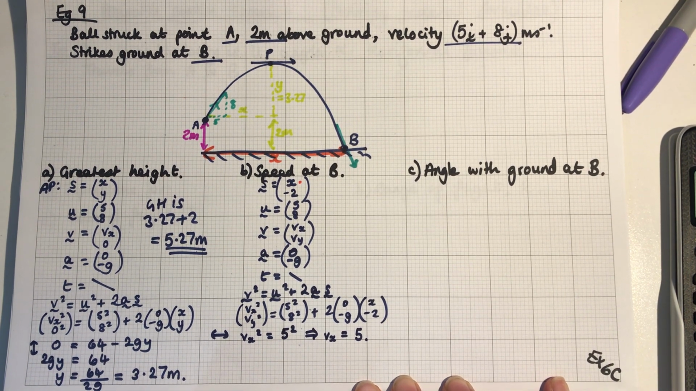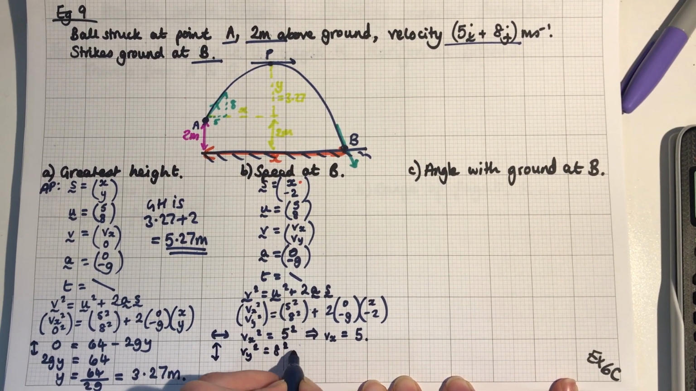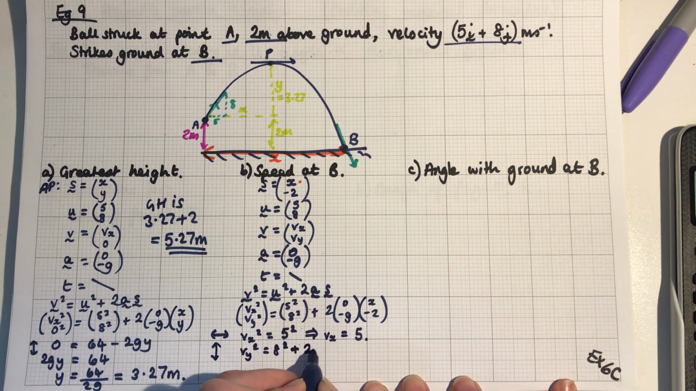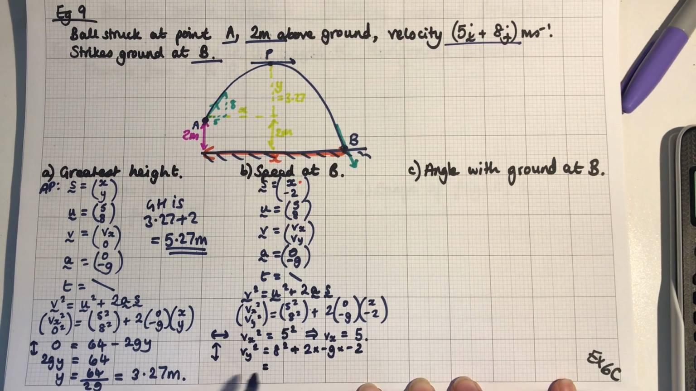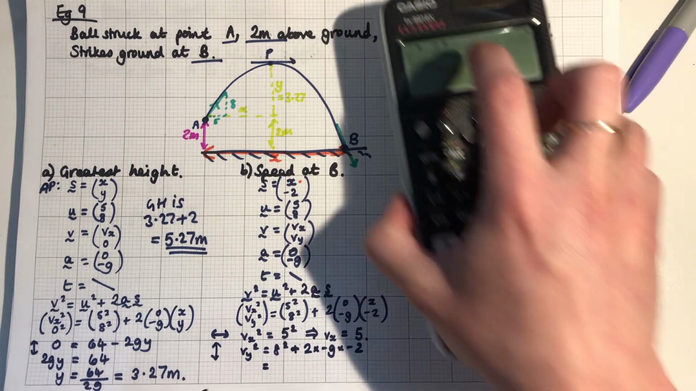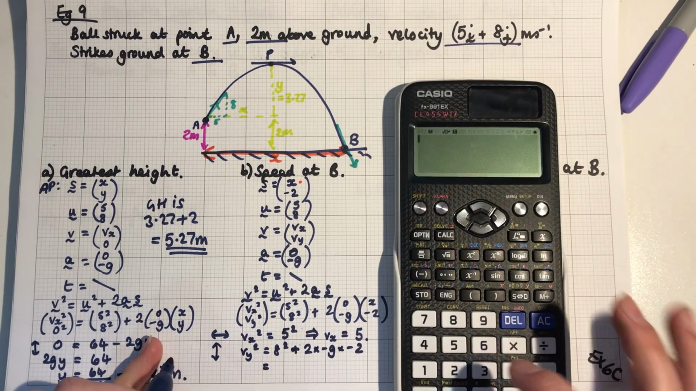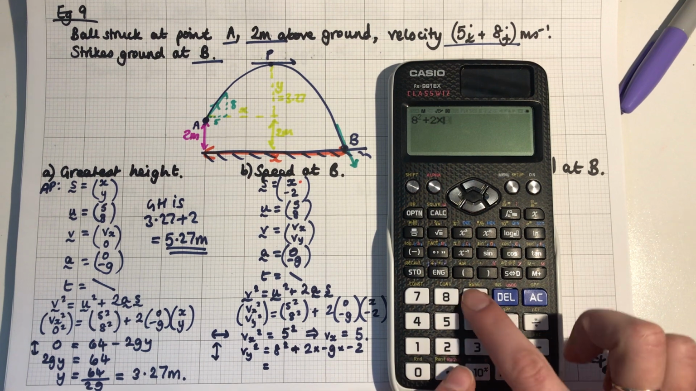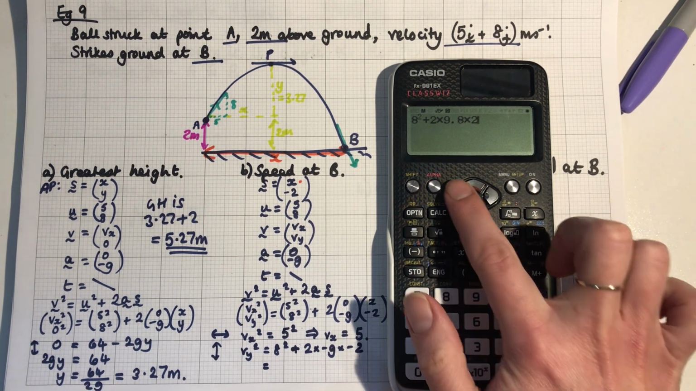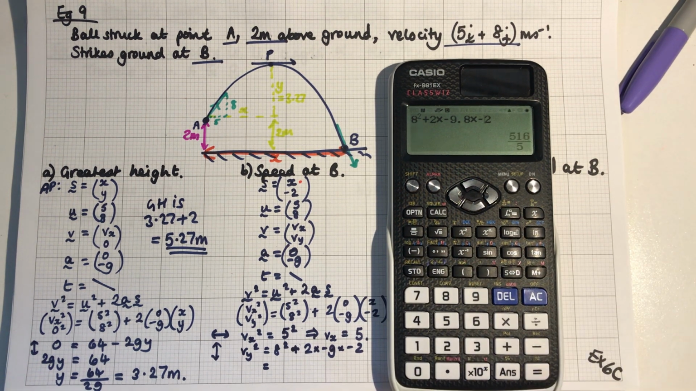Then we'll find the vertical component using the bottom row. So Vy squared is 8 squared plus 2 times minus g times minus 2. So let's tidy this up. In fact, no, I'm just going to type it in. We've got the minus times the minus here, so that just makes it plus again. So we've got 8 squared plus 2 times 9.8 times 2. I can put both of these minuses in, but the minus times the minus just makes it positive, so I could have left them out.